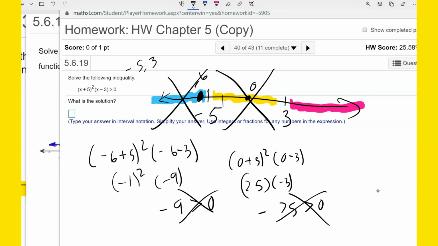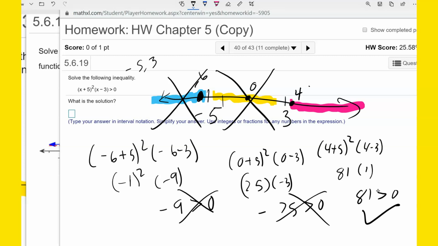So then let's test out this region. What's the number? Maybe try out 4. Let's test out 4. 4 plus 5 squared times 4 minus 3. That's going to be 4 plus 5 is 9. 9 squared is 81. 4 minus 3 is 1. 81 times 1 is 81. 81 is greater than 0. Is that true? Yes, it is. So this is the solution region: 3 to infinity. That is the other way you can do those kinds of problems. So whichever one of those ways makes most sense to you is good to do.